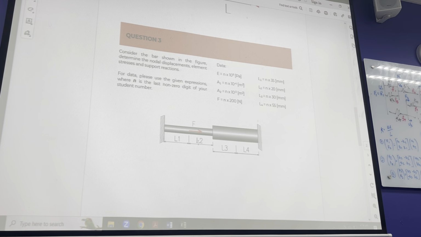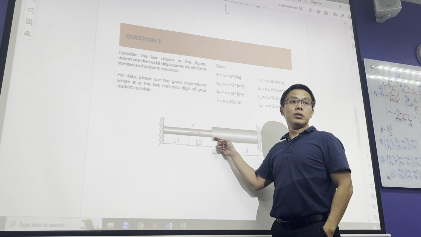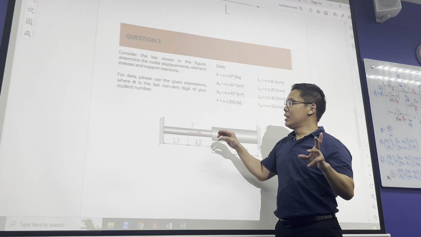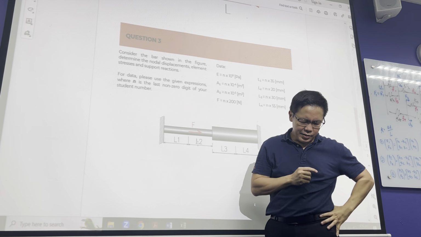Yep. The force, is it halfway through only or is it the whole thing? Very good question. This force, does it go all the way through? That's a very good question. But imagine this is how to say?